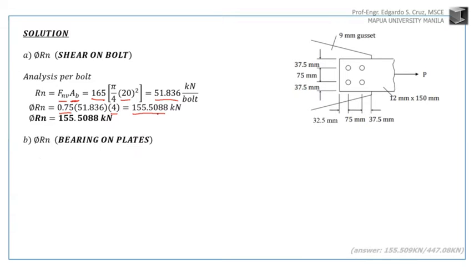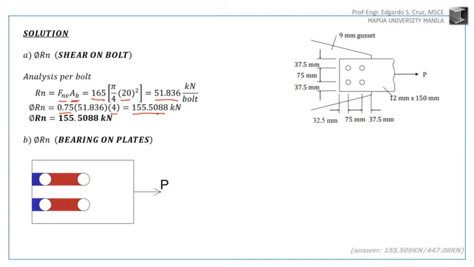Next, what about the design strength on bearing on plates? Let me repeat: for bearing on plates, there are two kinds, shear tear out or hole deformation. Bearing on plates can happen on the tension member, the upper plate, and it can also happen on the lower one, the gusset plate. So there are two. Let's take them one by one. First, the tension member.